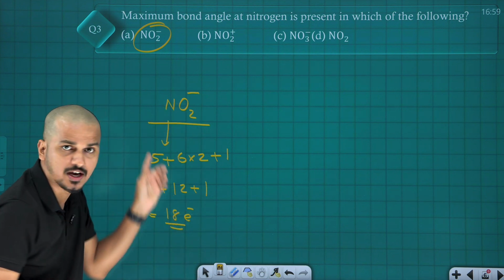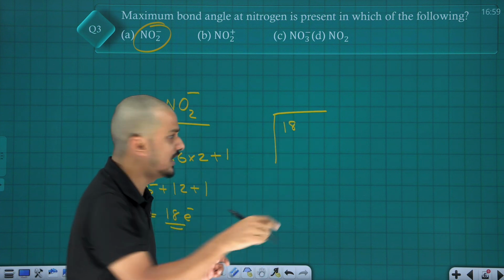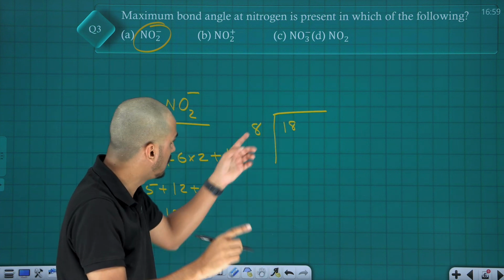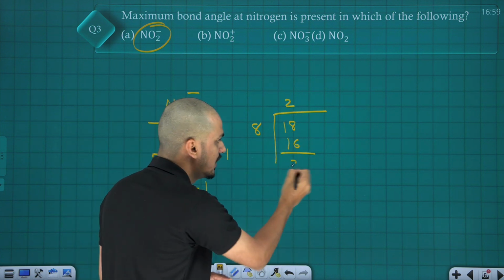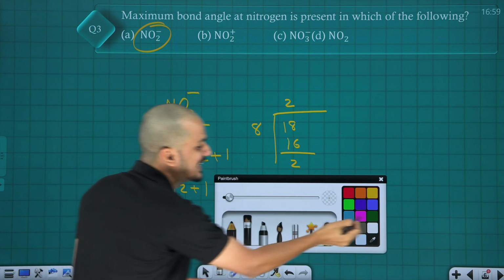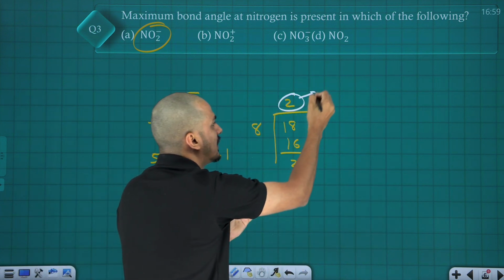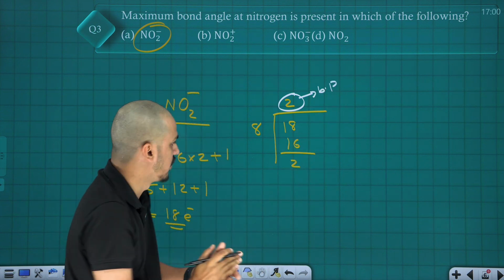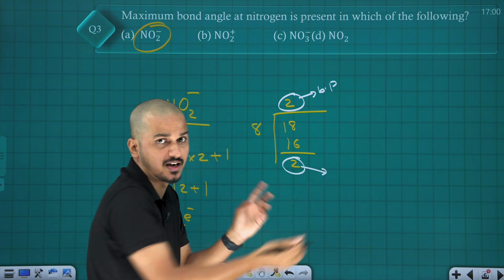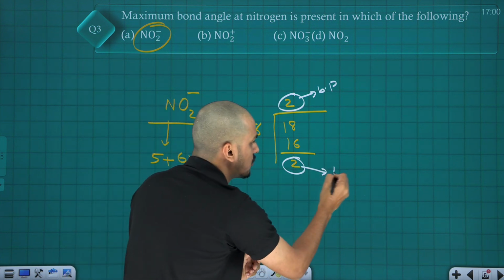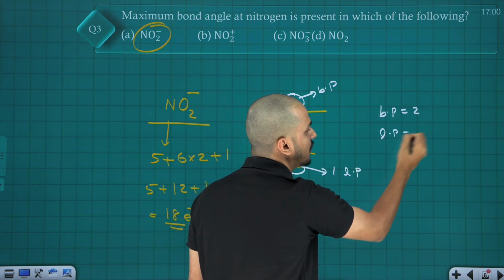Is it okay? You know how to find out the total valence electrons. Then you have to divide this 18 with 8. 2 8s are 16. Remainder is 2. Ready? Now see the magic. The answer you get represents the number of bond pairs. And the remainder 2, you have to convert it into pairs. 2 electrons means 1 pair, that is 1 lone pair. Now I have got bond pair equal to 2, lone pair equal to 1.